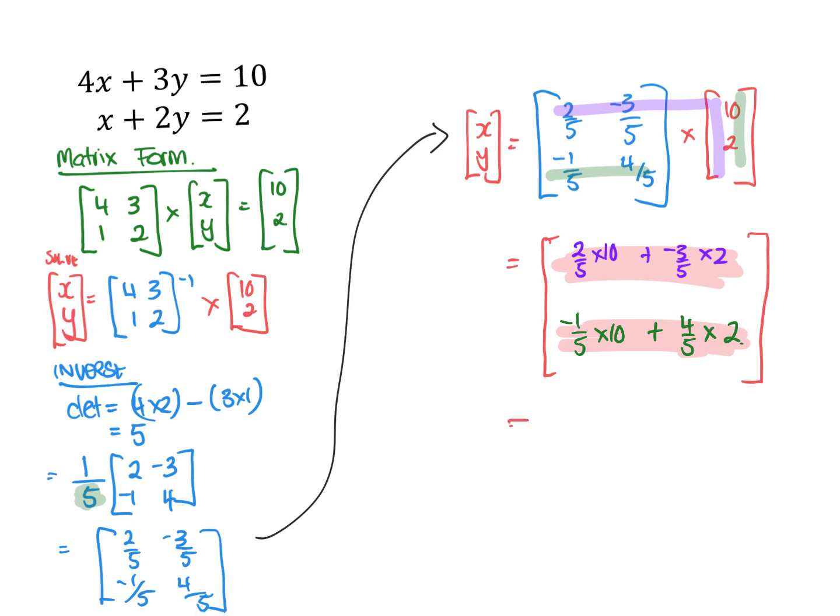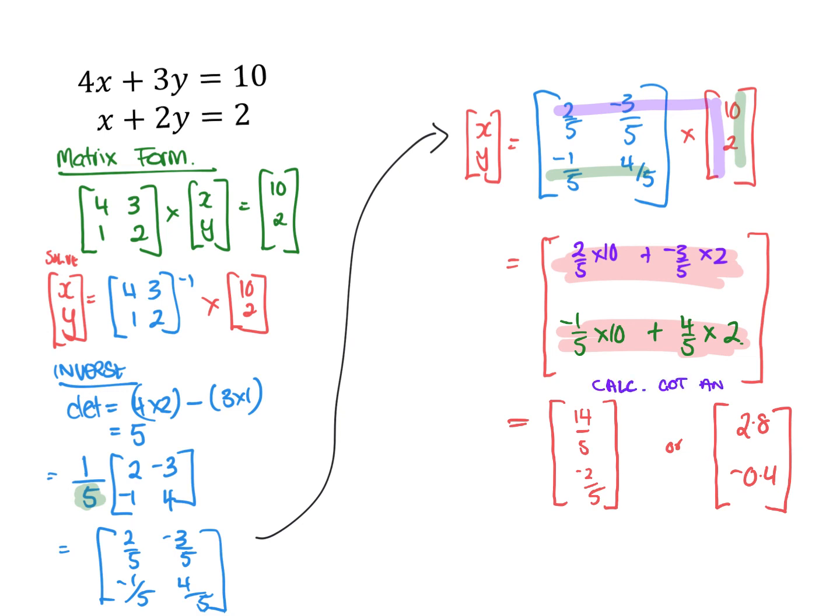Okay, what I would suggest you do, because you will have your calculator, is pop it in your calculator and get what the answer should be. Okay, so what we did is we've typed it into the calc and we got the answer. Okay, and then there it is. So we know x equals 2.8 and y equals negative 0.4.